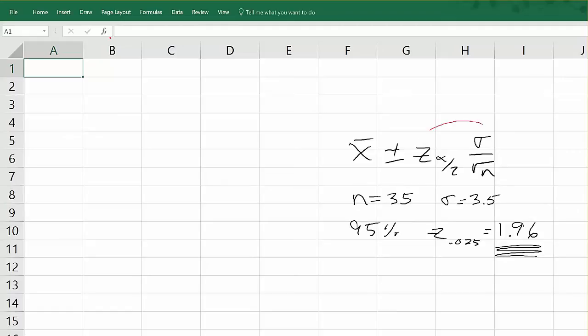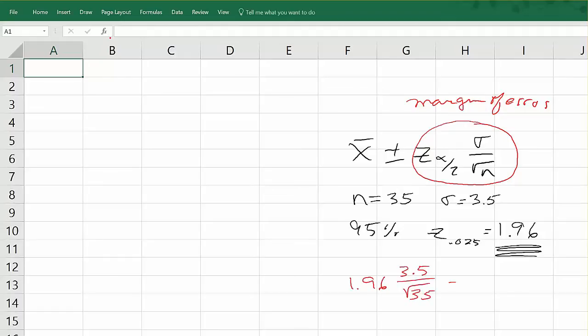Now, this part of the confidence interval was our margin of error. And we calculated that value to be 1.96 times 3.5 divided by the square root of 35. So that ended up being 1.16, our margin of error. Now here's how you would get that value in Excel.